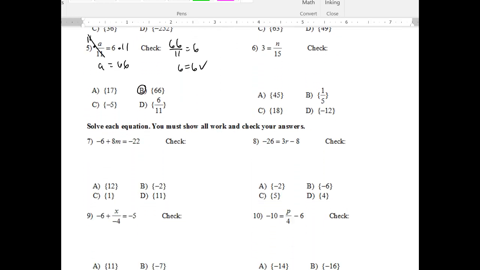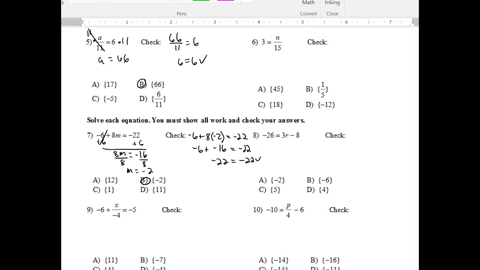All right, now we have two-step equations. So we start by adding 6 to both sides. Bring down 8m. This cancels out because it's 0. -22 plus 6 gives you -16. Divide by 8. And m is equal to -2. Check by asking yourself, is -6 plus 8 times -2 equal to -22? Well, is -6 plus -16 equal to -22? And indeed, -22 equals -22.